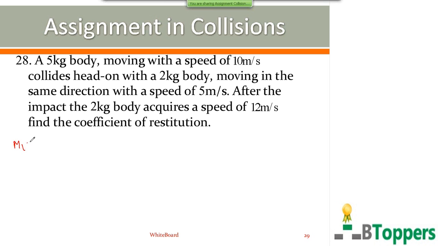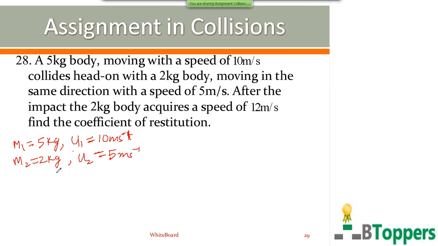So here the mass m1 of the first body is 5 kg, and the initial velocity of the first body before collision, you can write u1 equal to 10 meters per second. The mass m2 of the second body is 2 kg, and the initial velocity of the second body before collision, which I denote by u2, is 5 meters per second. It is given that the second body is moving in the same direction as that of the first body. So if you give a positive sign for u1, you have to give a positive sign for u2 also.